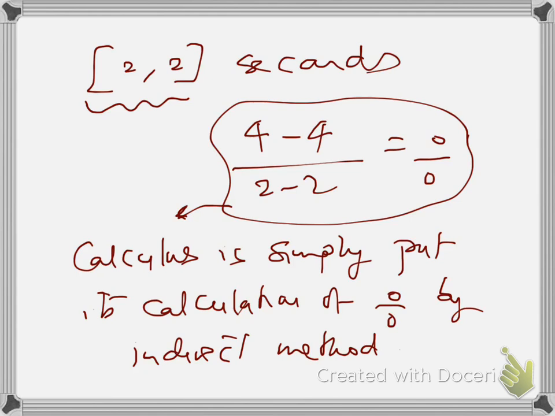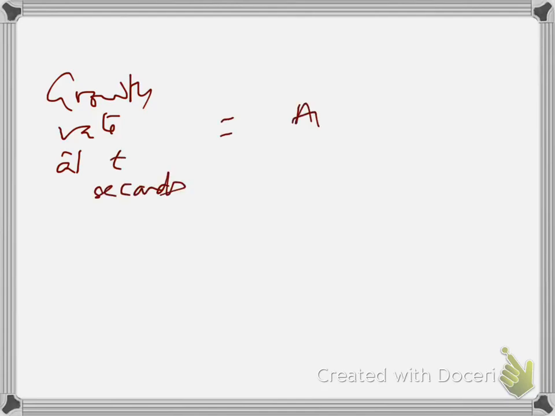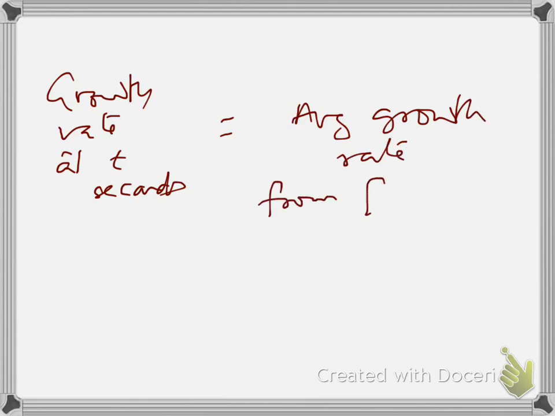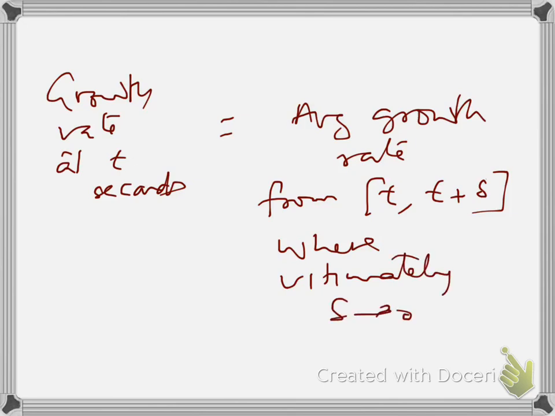So if I put it in a simple way here, growth rate at t seconds is nothing but average growth rate from t to t plus some delta seconds, where ultimately delta goes to 0. Can you see this? Ultimately delta is going to 0. Okay, I am going into a slightly higher level concept here. This will be useful for a later stage.